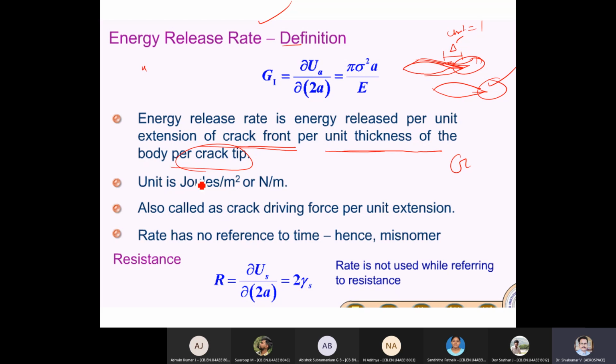So what is the unit? Newton per meter. Energy release rate is Newton per meter or joules per meter square. Both are the same. Joule is Newton meter, meter square gets cancelled, Newton per meter. This energy release rate is also called the crack driving force per unit extension of crack.